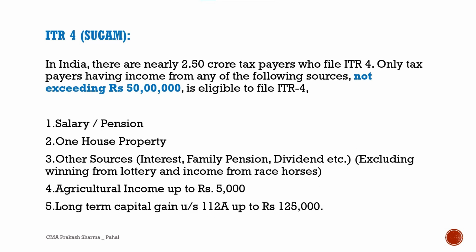In India, there are nearly 2.5 crore taxpayers who file ITR 4. Only taxpayers having income from the given sources not exceeding rupees 50 lakhs is eligible to file ITR 4. Number 1, the sources, salary and pension. Number 2, one house property. 3, other sources, interest, family pension, dividend, etc. And excluding winnings from lottery and income from race horses. Number 4, agriculture income up to rupees 5,000. Number 5, long-term capital gains under section 112A up to rupees 1,25,000.